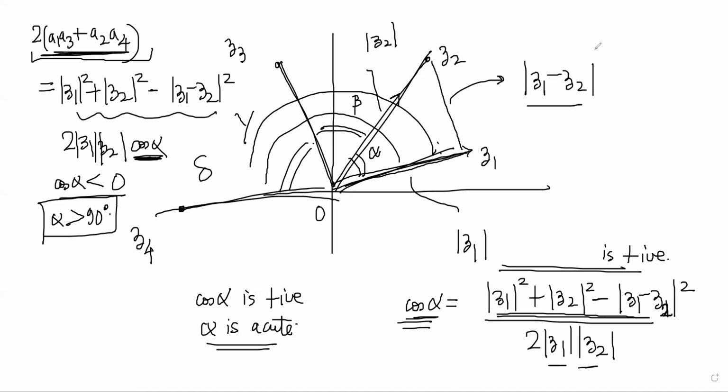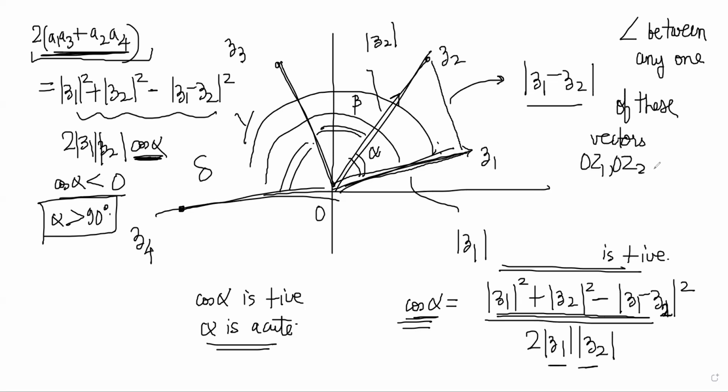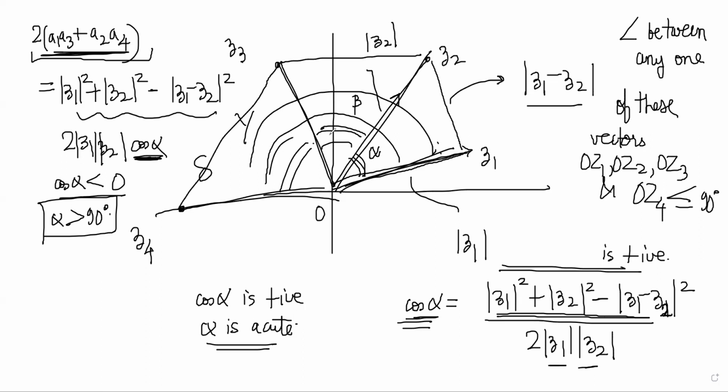The angle between any one of these pairs of vectors, OZ1, OZ2, OZ3, and OZ4, must be less than or equal to 90 degrees. Because otherwise we can form a quadrilateral like this, and we know that all the angles add up to something greater than 360 degrees. If all the angles are greater than 90 degrees, you will not be able to form a quadrilateral.